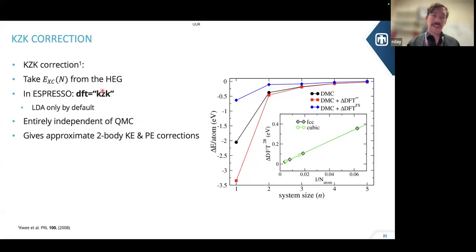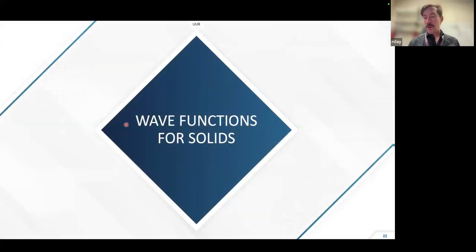So one of the advantages to this is that it's extremely low effort. If you already have Espresso, you can just do DFT equals KZK. It gives you the approximate total energy correction. It does not make the distinction between kinetic energy and potential energy, in the same way that the exchange correlation energy does not make a distinction between the kinetic and potential, but that's something to keep in mind. All right, so those are all the big things we have to worry about in terms of finite size effects, one-body and two-body finite size effects.